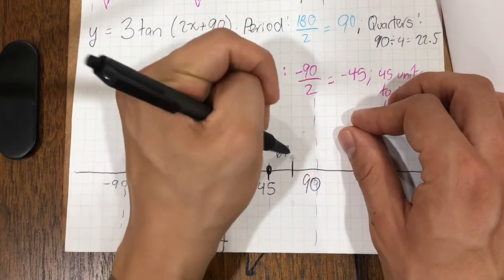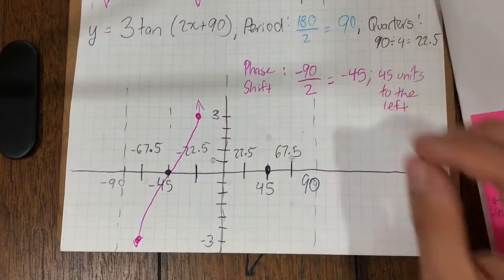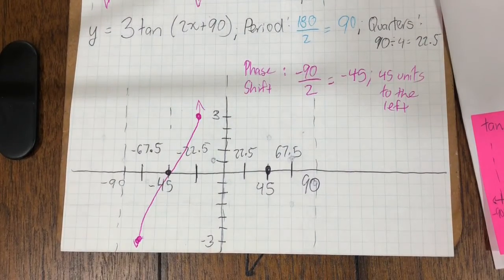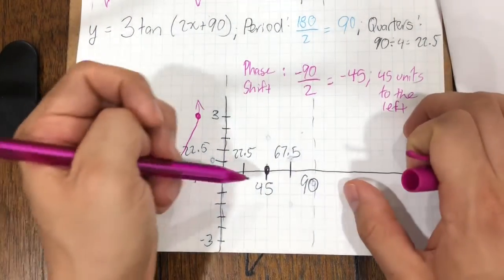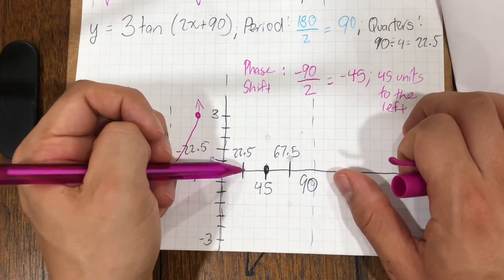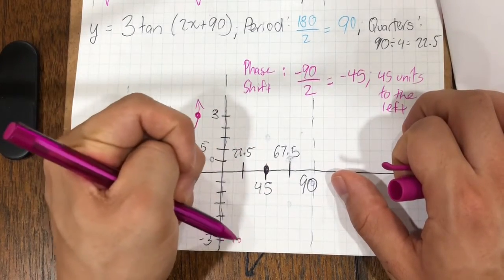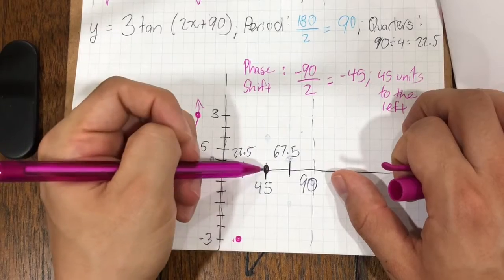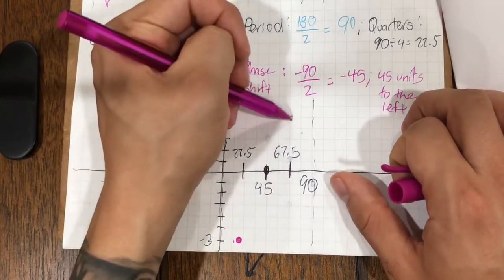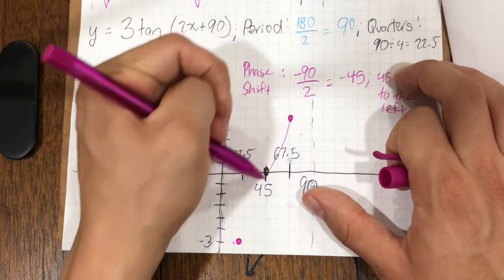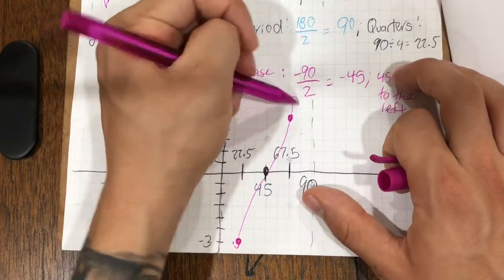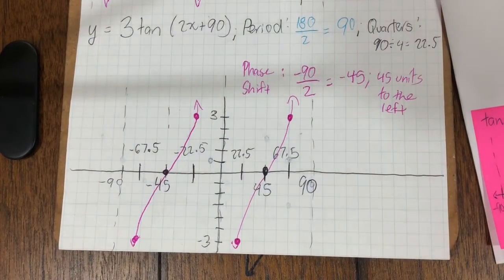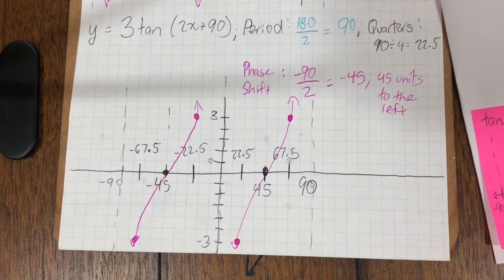So I'm gonna write it up here. Okay, so now I'm going to make my graph. So at 22.5, that's the low point at -3. 45, that's the mid. 67.5, that's the high. There we have the graph. Now we're moving to one more graph. All right, so we're going from 90 to my other asymptote.